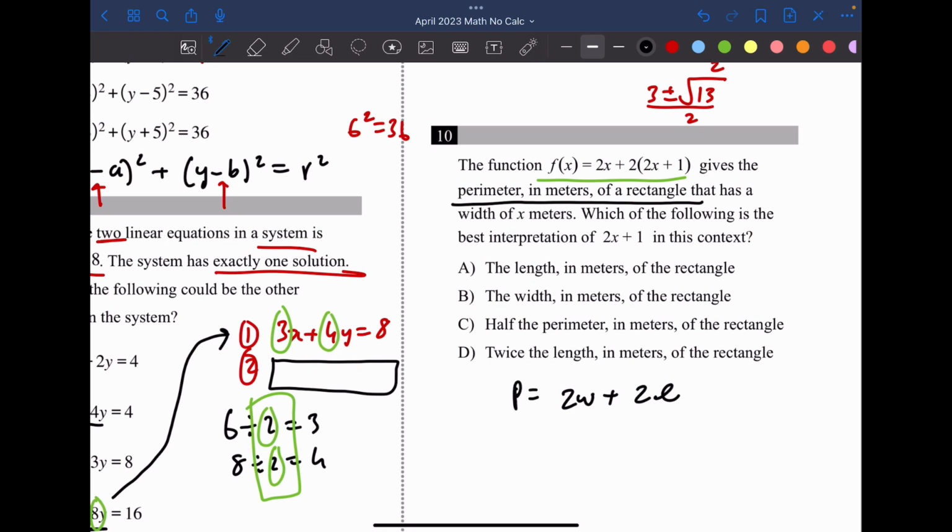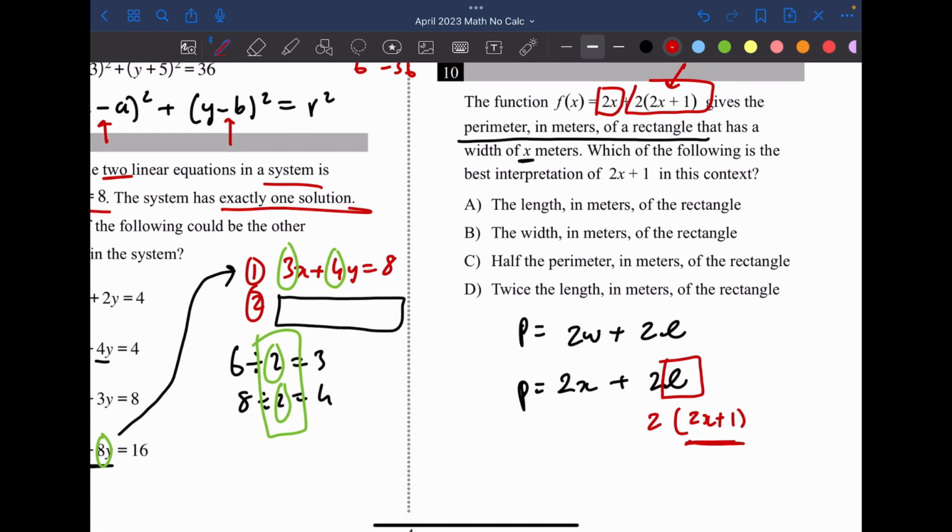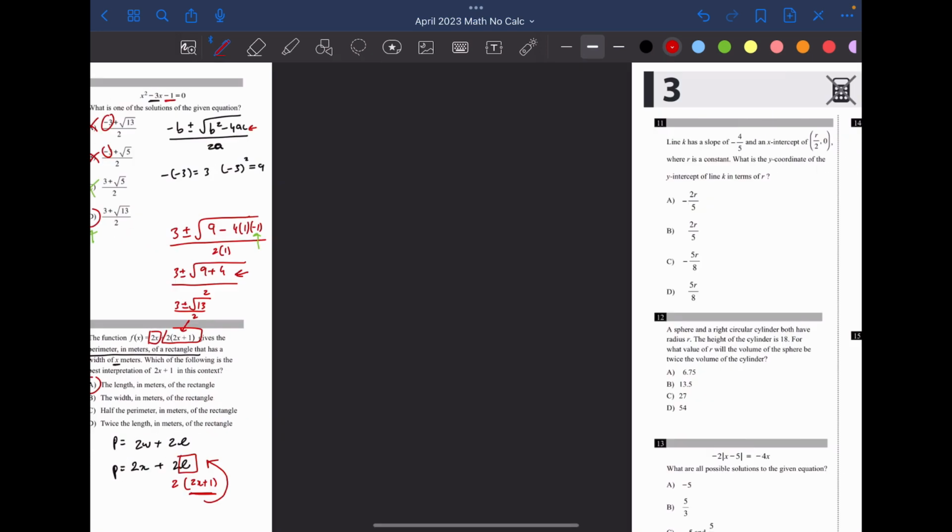We know that it told us that the width is x. So we would have perimeter is equal to 2x plus 2L. In this case, if you look back at the original equation, I'm going to erase the green line, but we have this part over here. The 2x is for the width, and then the 2 times 2x plus 1 must be the length if you follow this formula, because we are multiplying 2 by 2x plus 1. So the 2x plus 1 must be the length because the 2 is already there on both. So what interpretation is this? It is the length in meters of the rectangle. That's it. So that's question 10, pretty simple.